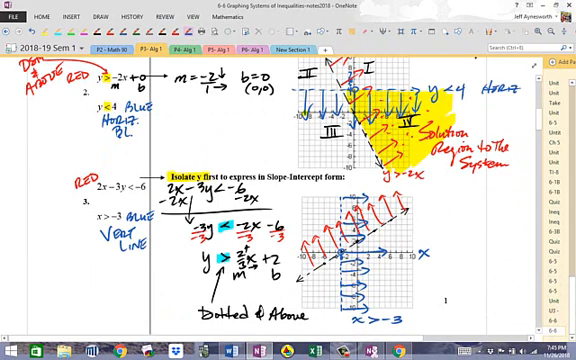Now you find the intersection. And the intersection, my friends, is where they overlap, which is obviously in here. Blue overlaps red through here. So this is your solution region to the system. Solution region. There we go.